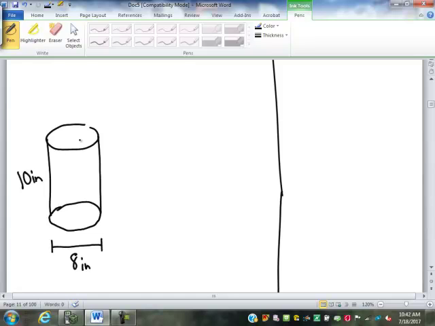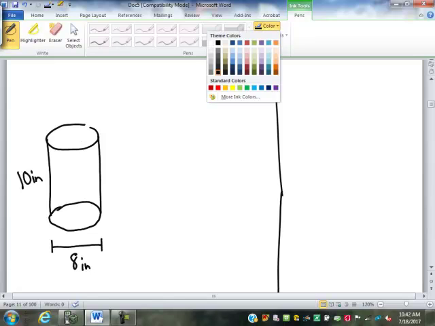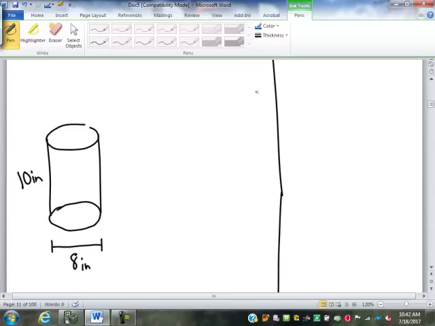I have a cylinder, 8 inches in diameter and 10 inches in height. What is the base of this? 8 times 5, or 4 times 4 squared times 5. The base is just a circle. In the area of the base, you are correct. It's just going to be pi times 4 squared, which is 50.24 square inches.